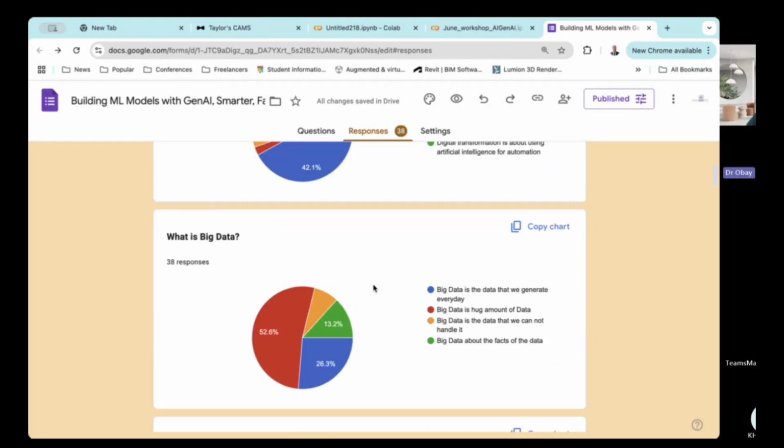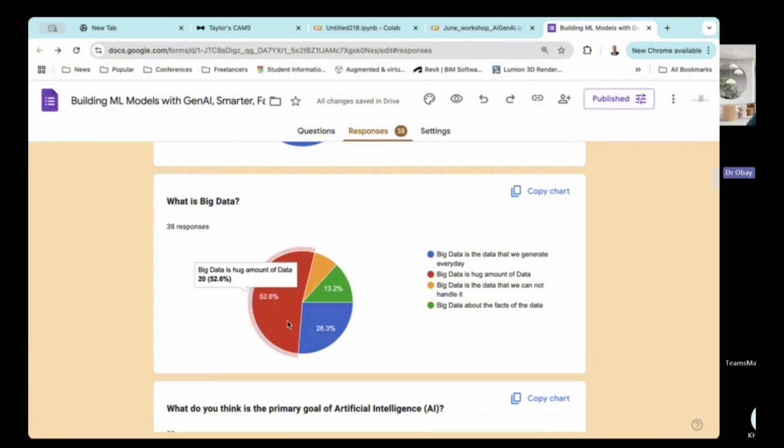All right. So what is big data? 20 of you, more than 50%, answered that it's a huge amount of data. Big data is the data that we generate every day. Big data is the data that we cannot handle. Then big data is about the facts of the data. Yes, but the right definition of big data, we don't have it. If you search online, if you ask any generative AI tool like Gemini or ChatGPT, I don't think we have a definite definition of big data. We have the facts of big data.